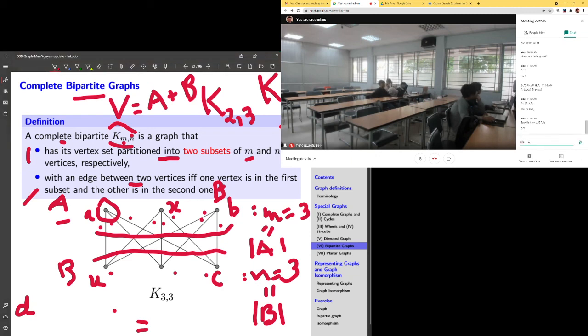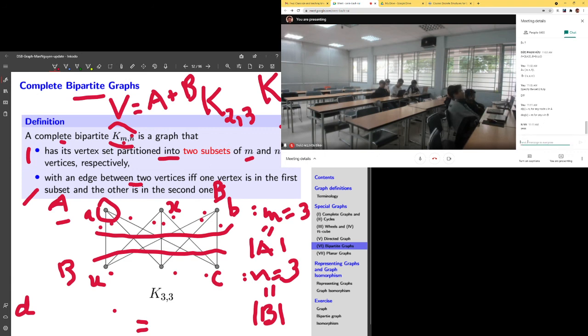In the complete bipartite, the degree of U must be n for any node U in the set A, understand? And the degree of V must be m for any node in the second part. Can you read that from the chat box? So the maximum degree is obtained in the complete bipartite.